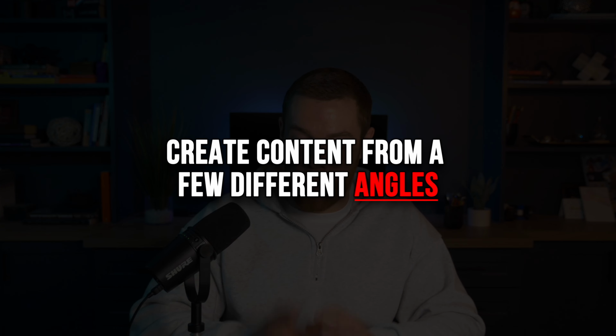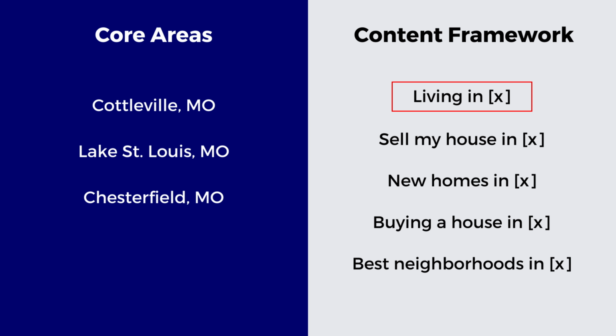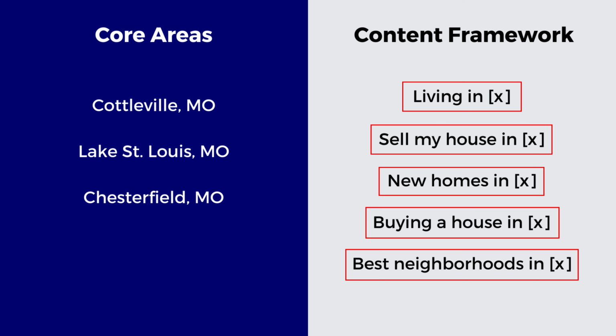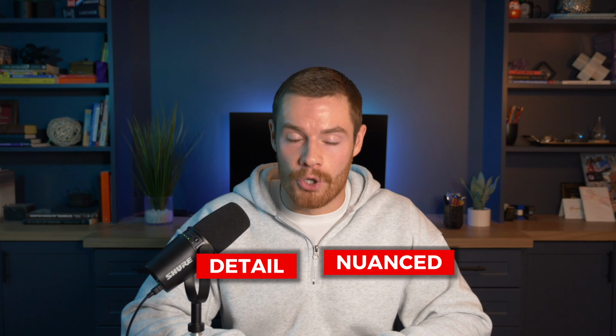Now, when you choose a core area, I recommend creating content on that area from a few different angles. So 2 content frameworks I always like to start with will be "living in blank" and "sell my house in blank." These are your pretty typical buyer guide and seller guide for this part of town. Some other frameworks you can use are "new homes in," "buying a house in," and "best neighborhoods in." These are just types of content you can use across multiple areas that will get searched and drive traffic to your website.